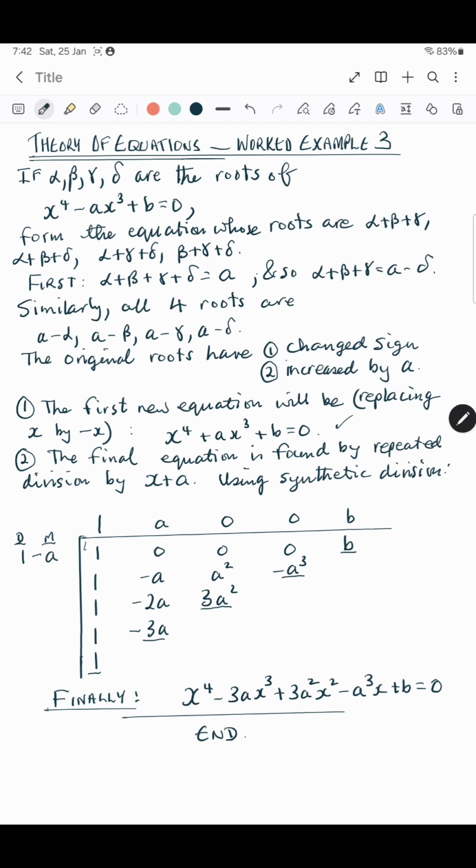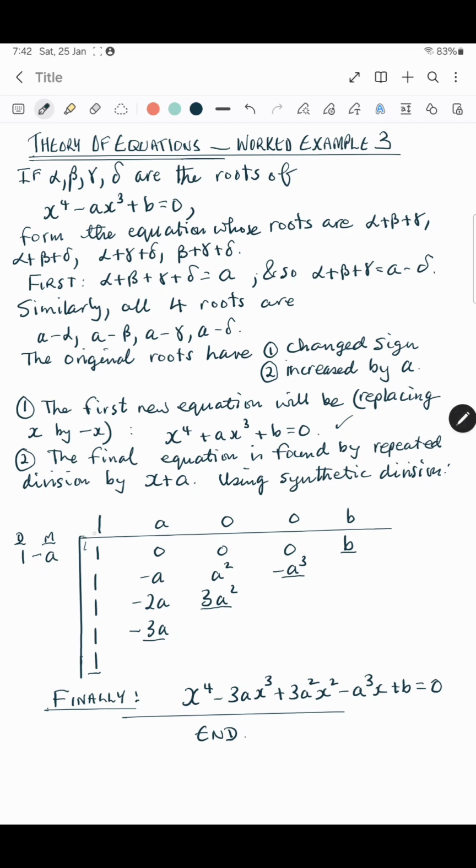And I've set it out here. So the coefficients of the equation that we've got are 1, a, 0, 0, and b. And we're dividing by x plus a. The coefficient of x is 1, and we have to reverse the sign of the constant term to minus a. That's the way synthetic division works. And now instead of subtracting all the way through, we add because of the change of sign.